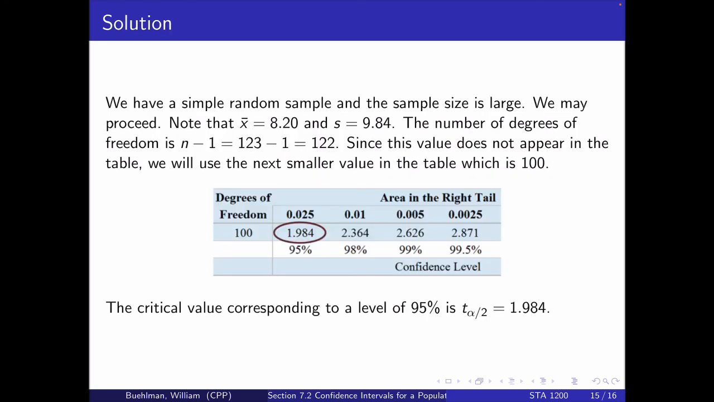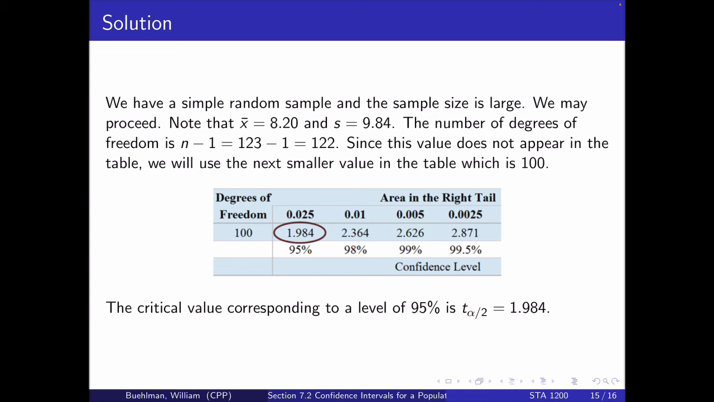First, we check our assumptions. We have a simple random sample, check. We have a sample that's larger than 30, 123, so our sample size is large, check. Our assumptions fit. Now we may proceed. Note that the sample mean was 8.20 and the sample standard deviation is 9.84. The number of degrees of freedom is the sample size minus 1, which is 123 minus 1, which is 122.